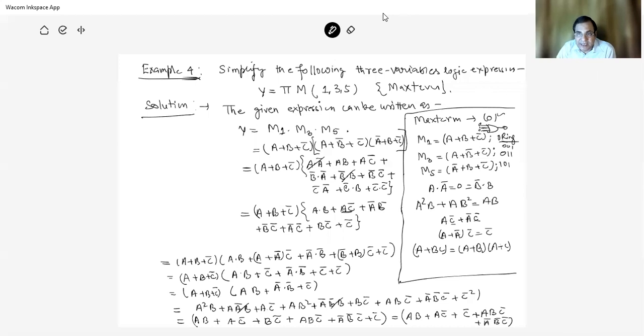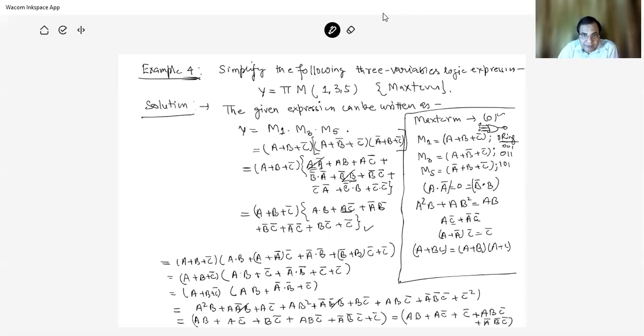So A into A bar is 0, and B bar into B is equal to 0. So these two terms are 0. Now the remaining terms, that is A plus B plus C bar, and inside the bracket AB, here it is AC bar, B bar A bar, that is AB bar, that is BC bar, here it is CA bar, that is CB, and this is C dot C.